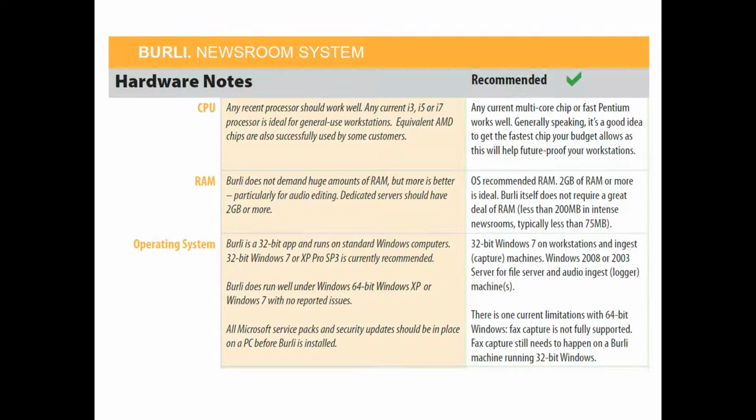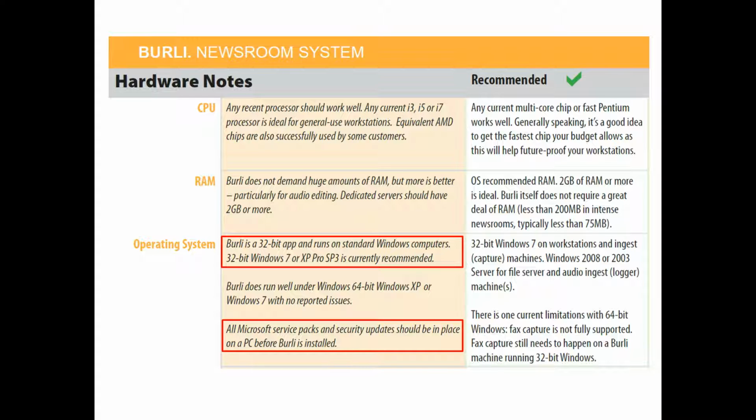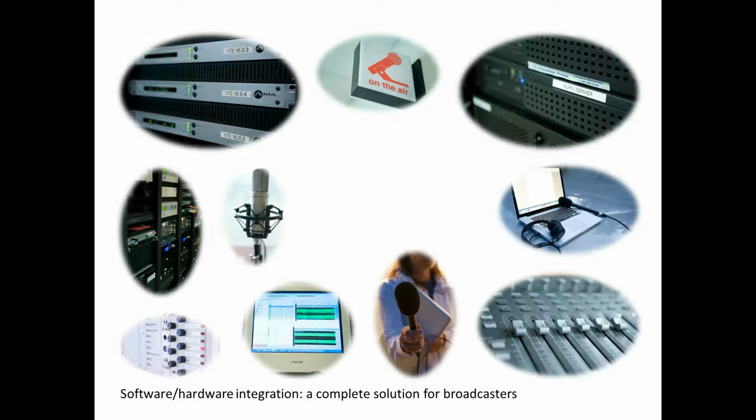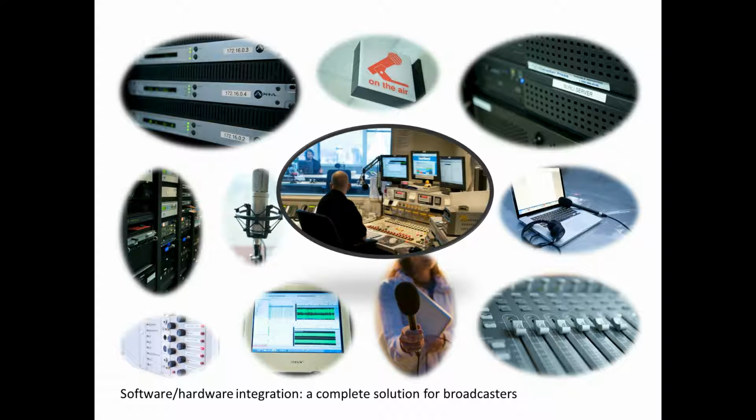As for system requirements, Burli is a 32-bit application that runs on standard Windows systems like Windows 7 and XP Pro. Please bear in mind that the latest Microsoft service packs and security updates should be in place prior to installation. Burli is protected by hardware keys, a hasp, so any workstation that intends to run Burli must have an open USB port. Also, Burli integrates with common GPIO hardware and software to allow external devices such as automation systems to control the prompter and audio playback in Burli, especially if you pre-record your newscasts and want them to be aired automatically.